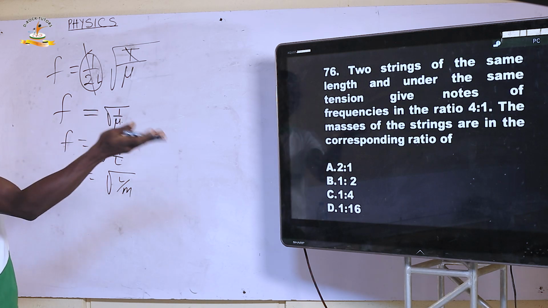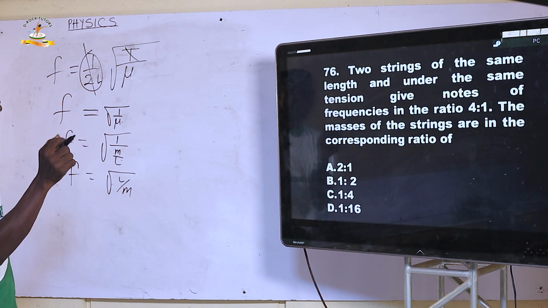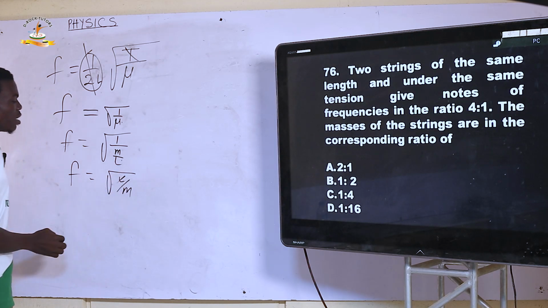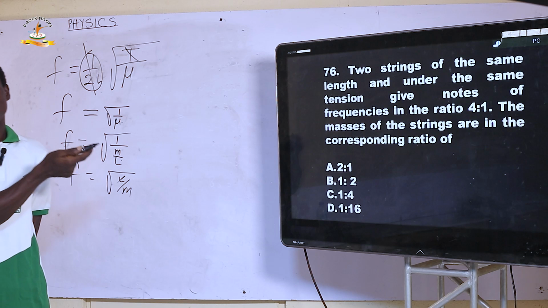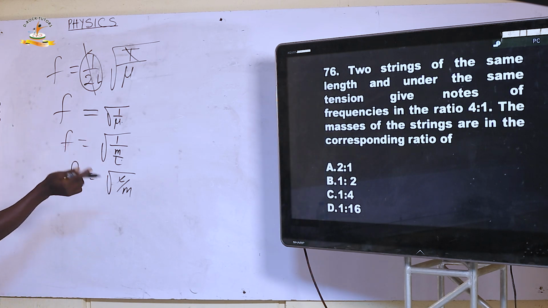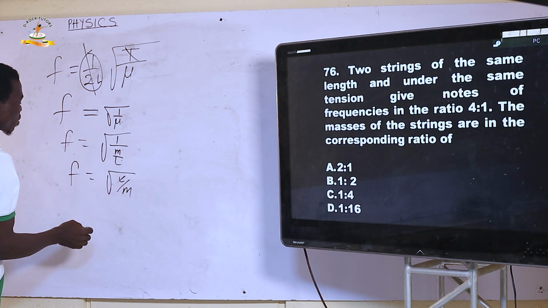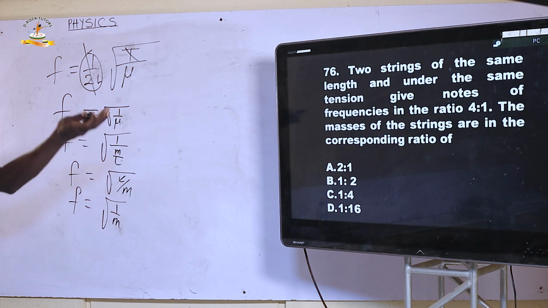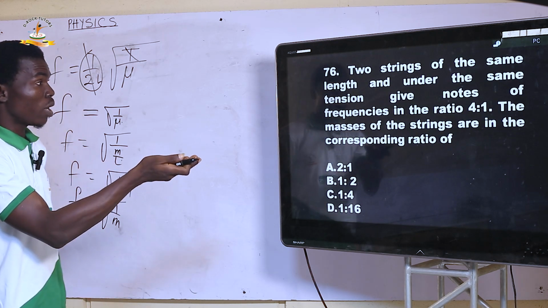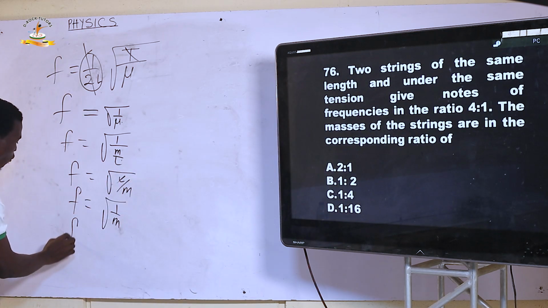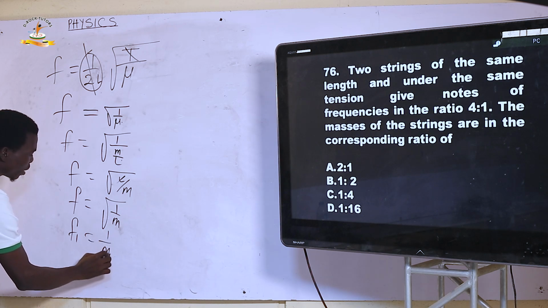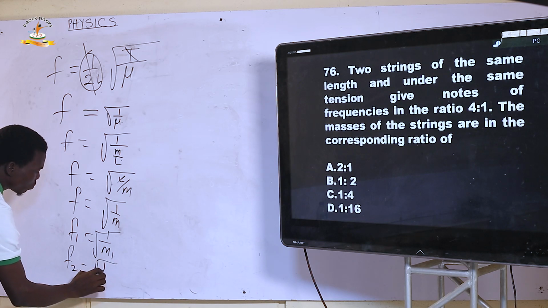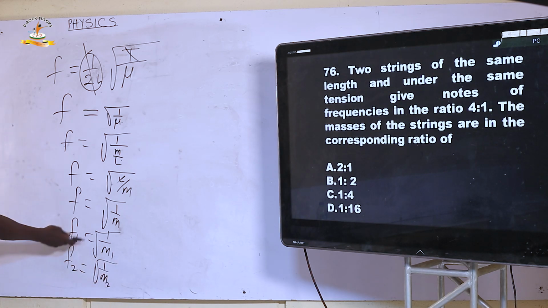However, we can go again and look at the question. It says the masses of the string, so we are more interested in the masses of the string. So what do we do? We strike out the length. Don't forget, the question told us it was of the same length. So anything that is the same, we assume is constant. And visually we're going to say square root of 1/m. So for the two strings, you're going to say F1 equals square root of 1/m1, and F2 equals square root of 1/m2. Now these are my guiding equations.